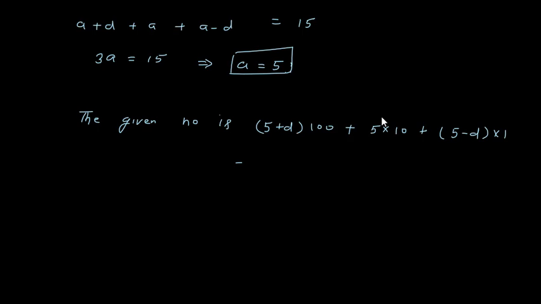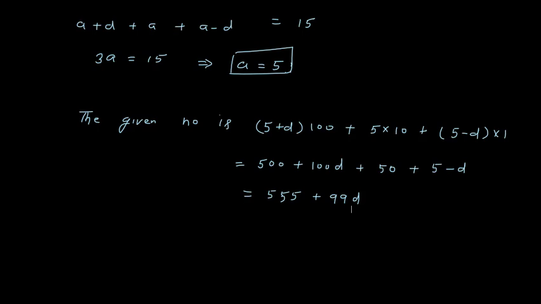Here it is 500 plus 100D, plus 50, plus 5 minus D. So 500 plus 50 plus 5 is 555, and 100D minus D is 99D. So the given number is 555 plus 99D.